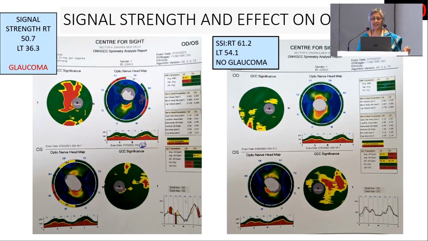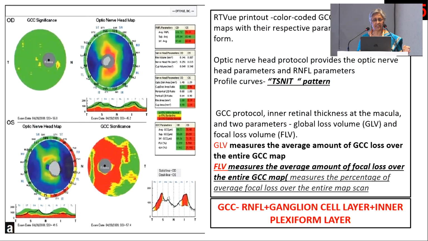Same thing with another patient, where the right eye showed definite RNFL thinning. Again, when you do it with a very good signal strength, you find it's absolutely normal. So this is one thing that every glaucoma specialist should definitely look at.